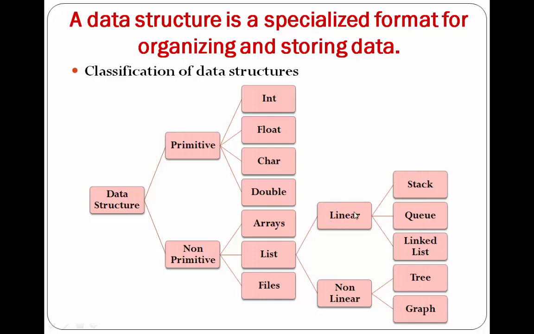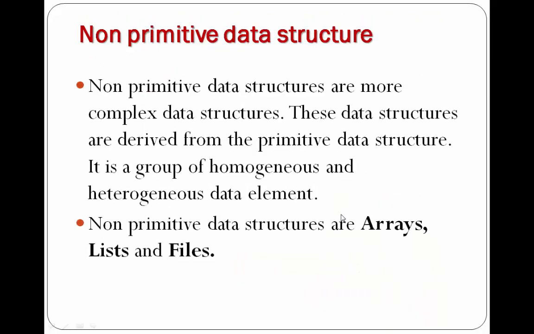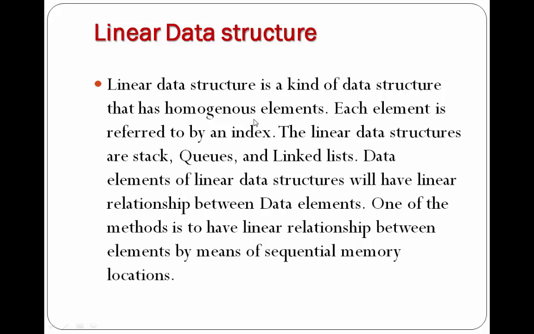Now we are discussing linear data structures. We also have a certain part on arrays, which we will discuss in later classes. Now in this class I'm going to discuss the definition of linear data structure and the operations performed on linear data structure. What do you mean by linear data structure? A linear data structure is a kind of data structure that has homogeneous elements. Each element is referred to by an index. The linear data structures are stack, queue, linked list.